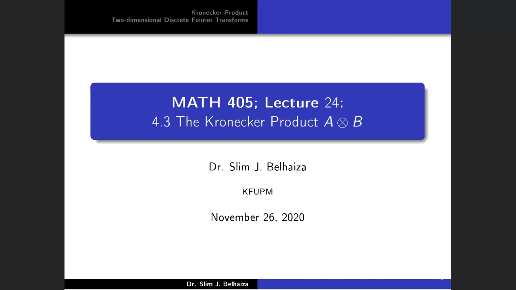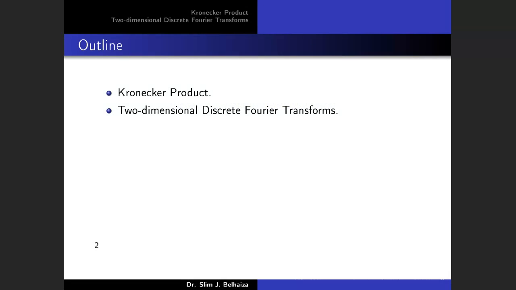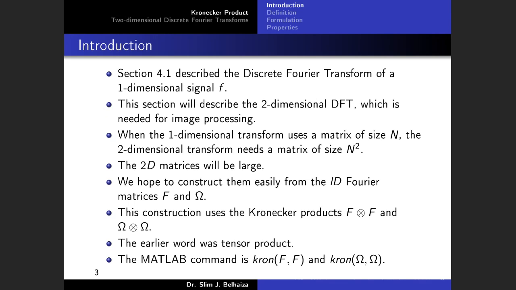So guys, welcome back. Today we continue with section 4.3 about the Kronecker product. And this is mainly the outline for today's presentation. I'll talk about the introduction of the Kronecker product, the definition, the formulation, and I will talk briefly about two-dimensional discrete Fourier transforms. Okay, so in section 4.1, in fact, we described the discrete Fourier transform of a one-dimensional signal f. And section 4.2 will describe the two-dimensional discrete Fourier transform, which is needed for image processing.